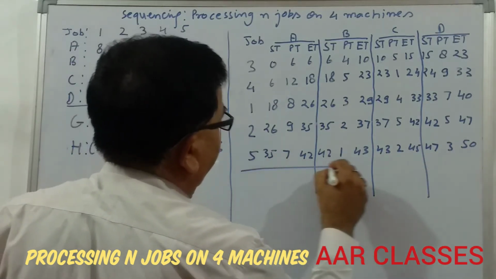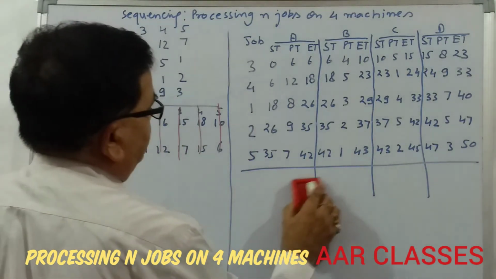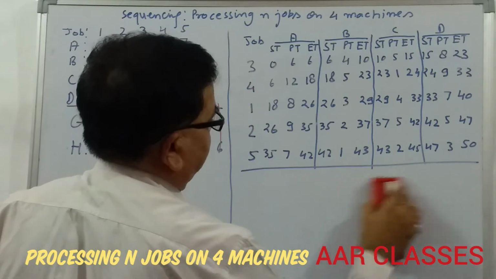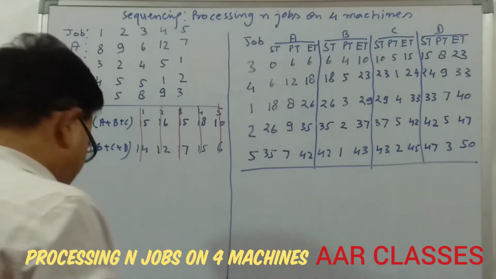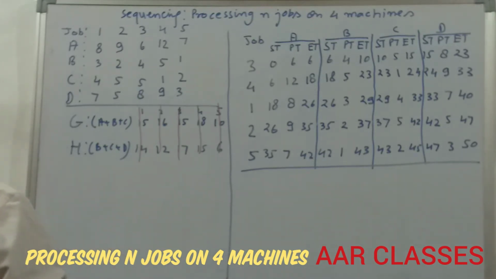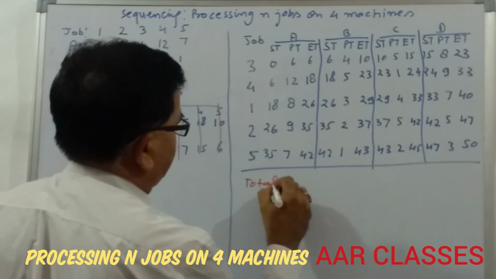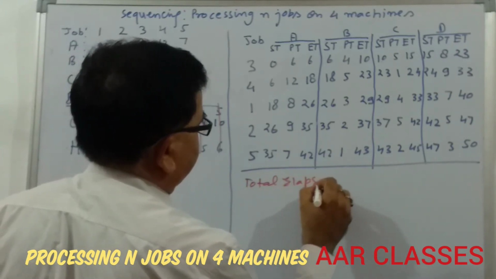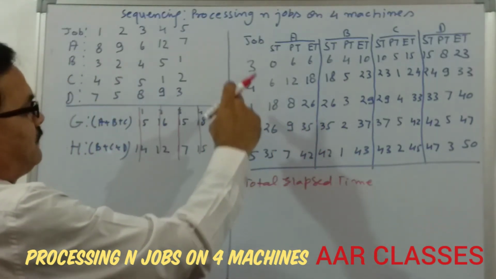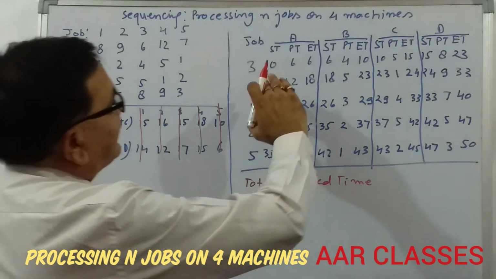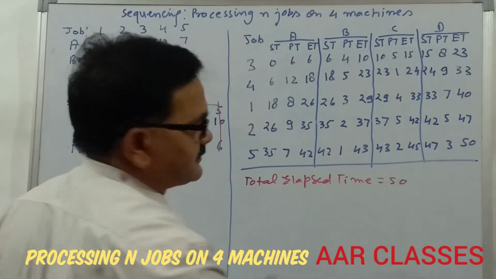So that's how we really compute the time taken on different machines. So here the total elapsed time of processing 5 jobs on different machines, 4 different machines, is 50 hours.